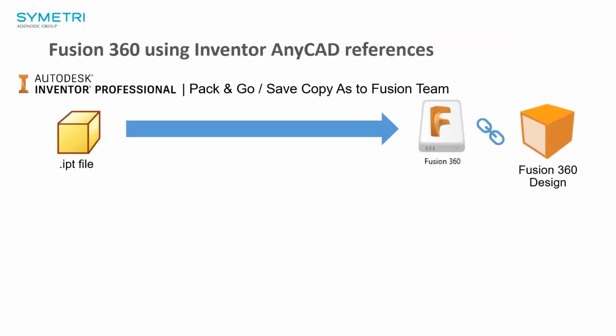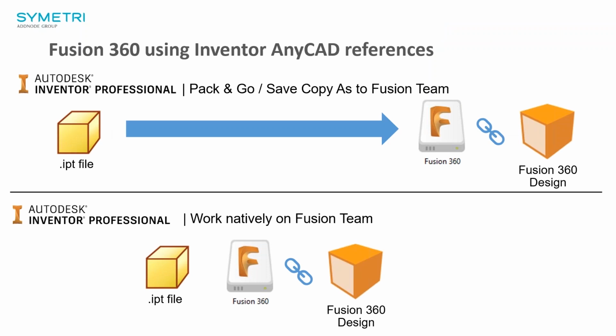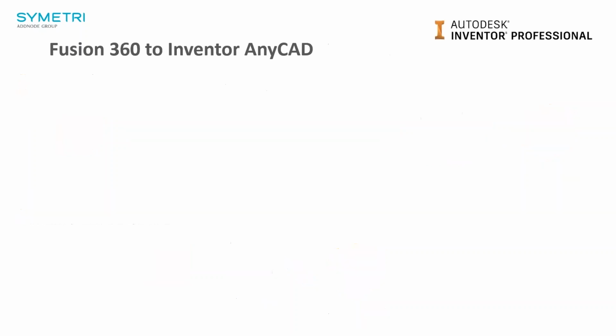This slide gives you a bit more knowledge in terms of how you go from Inventor to Fusion 360 using AnyCAD references. If you had a part created inside Inventor, or an assembly, you would create some sort of Pack and Go or Save As and place that information into your Fusion Team. From your Fusion Team, you can get access to the files and make reference to them within your Fusion environment. Then the other one we're going to go over, guys, is Fusion 360 to Inventor AnyCAD.